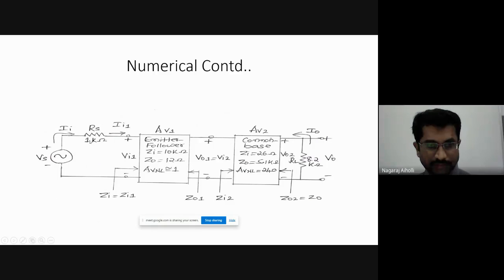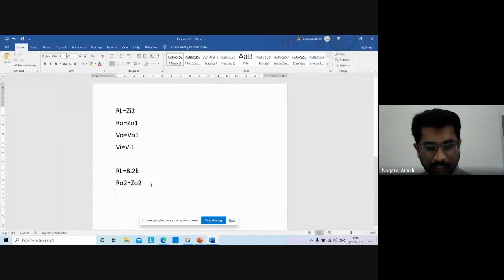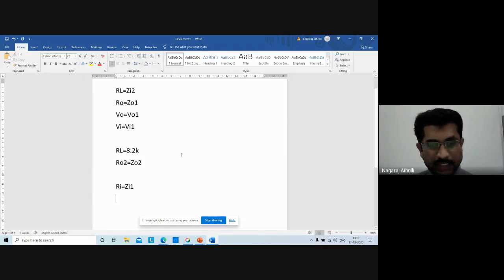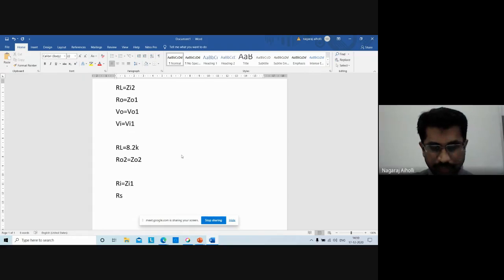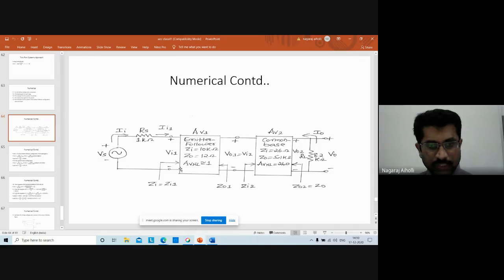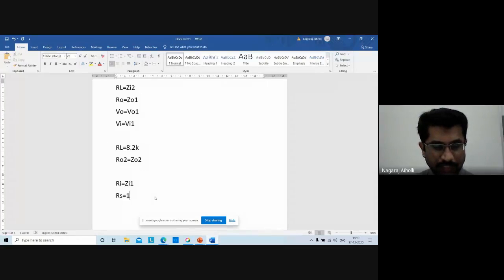Rs is different. It is a source resistance. If you want the input resistance, that is nothing but the input impedance Zi of this emitter follower stage. So you have to take Ri equal to Zi1. Note down this: Ri, the input resistance, is Zi1. Then what about Rs? Rs is Rs only. It's a source resistance, right? Rs remains as Rs only. How much is Rs they have given? Let's see in the diagram. Rs is 1 kilo. Source resistance Rs is 1K.